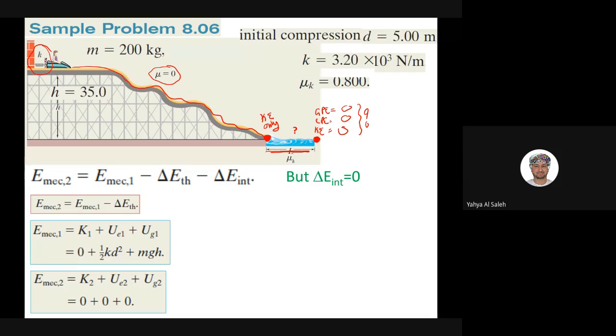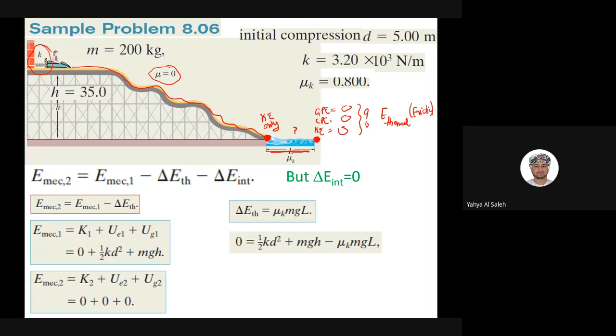At the beginning we had MGH and we had half kx squared. Where did they go? Lost. Lost to what? To friction. Heat. So they all go to E thermal due to friction. Now we can actually start doing the calculation.